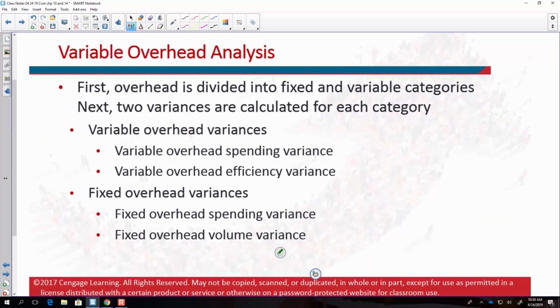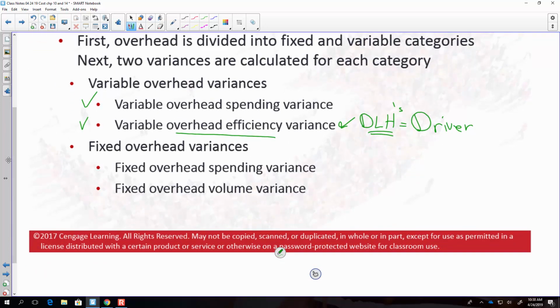We will continue our spending variance. What did we pay versus what we should have paid, right? We also will look at efficiencies, and the reason we have this here is that our driver will be direct labor hours, so we'll see how efficient we were. Next, our third variance will be another spending variance, but on the fixed overhead items. And finally, our new one is called volume variance, which is a capacity measure.